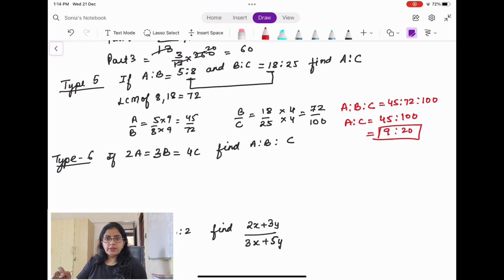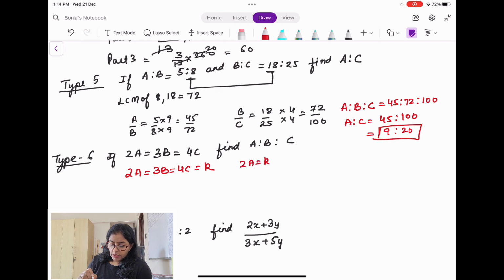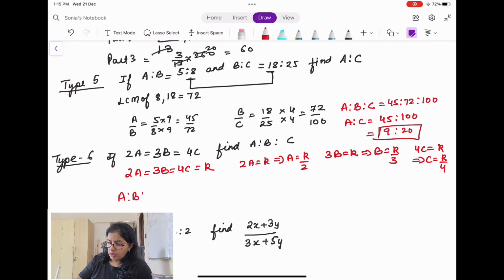Okay, let's move on to the next type. So the next type is 2a is equal to 3b is equal to 4c. Find a is to b is to c. In this case, we'll take 2a is equal to 3b is equal to 4c is equal to k. Now, this k is equal to all three of them. So we can write 2a is equal to k. It implies a is equal to k by 2. Same way, 3b is equal to k, so b is equal to k by 3. And 4c is equal to k, so c is equal to k by 4.